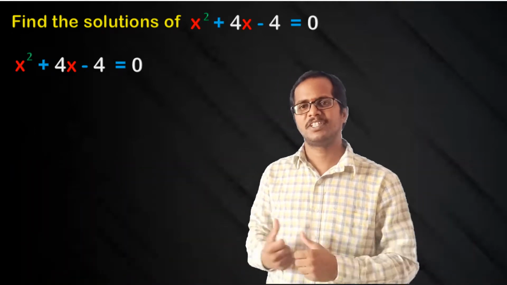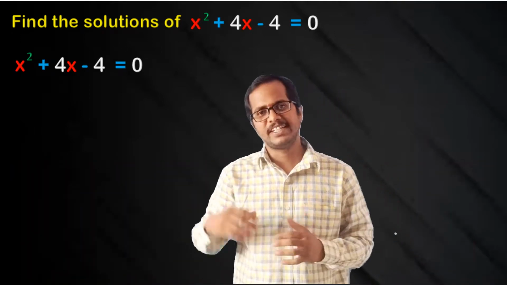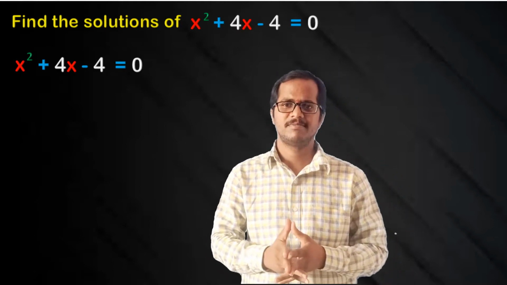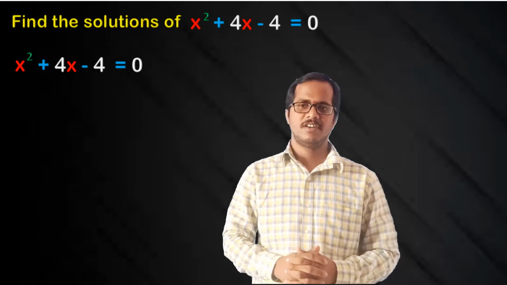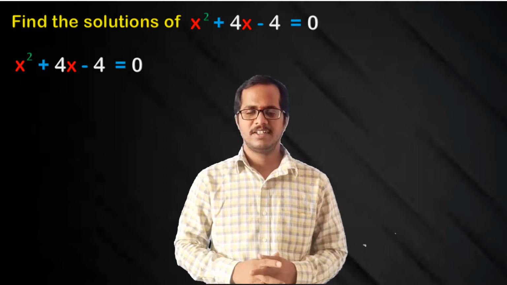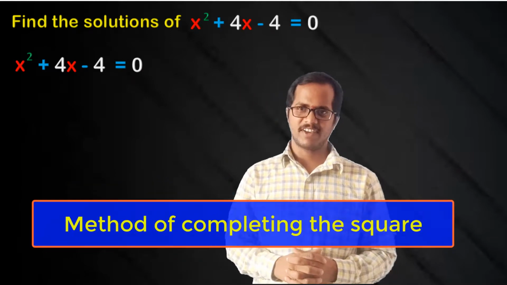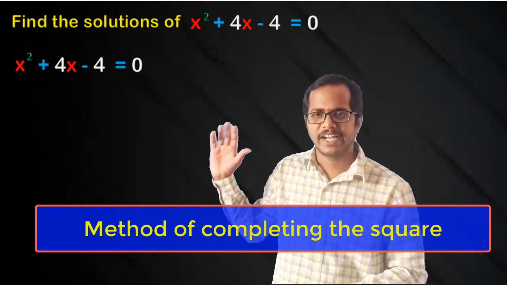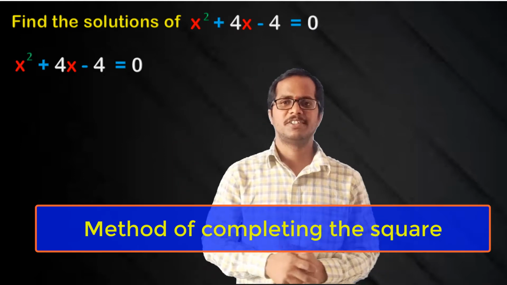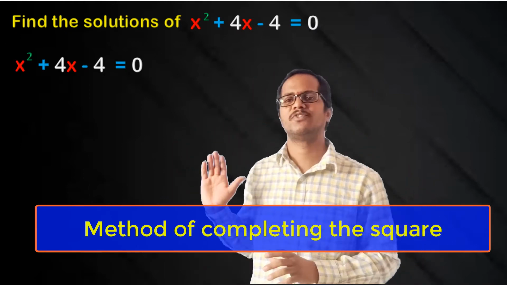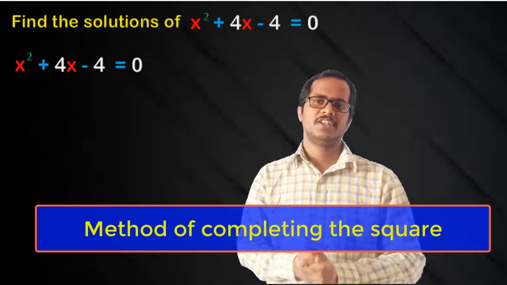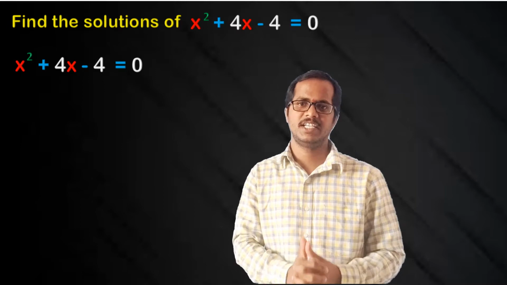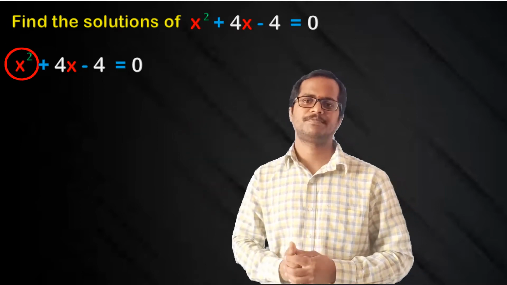So if it does not work out here, then how can we find the solution of this quadratic equation? Is there any other method? Yes, we have one more method called the method of completing the square. So let us understand this method by finding the solutions of this quadratic equation. What is the equation that we have? x square plus 4x minus 4 equals 0. In this method, first we have to see whether the x square coefficient is equal to 1 or not.